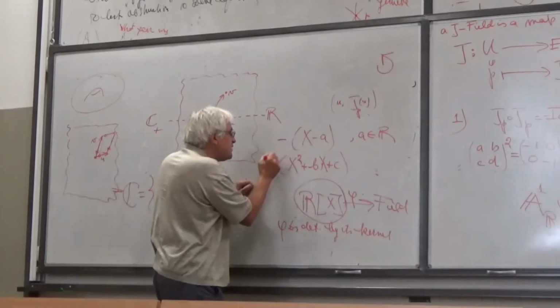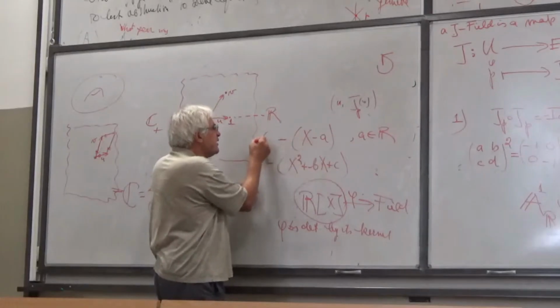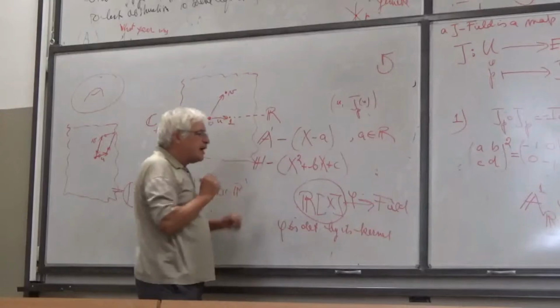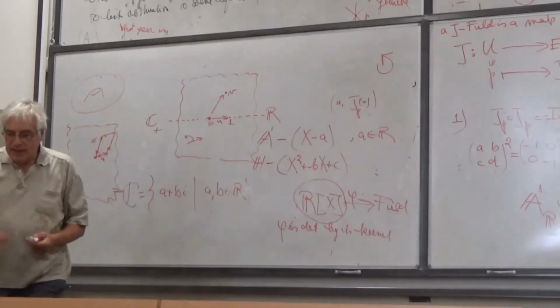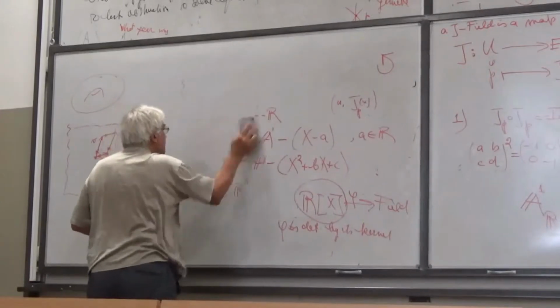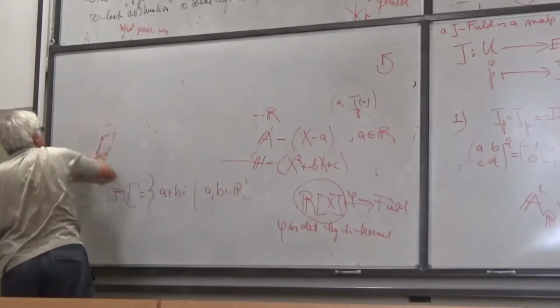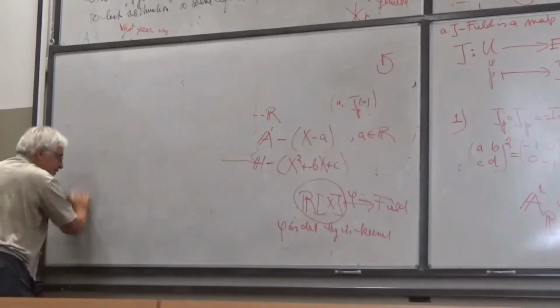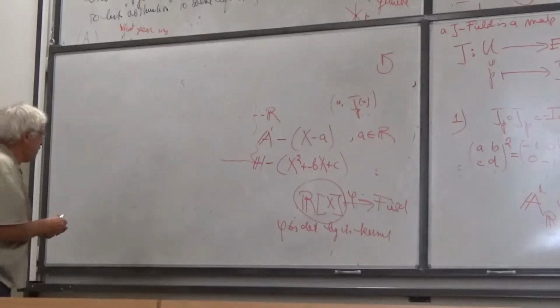So we have two kinds of points. This kind of points gives this affine part, and this kind of points gives this hyperbolic part. But we did not see the lines. So the lines appear as follows.